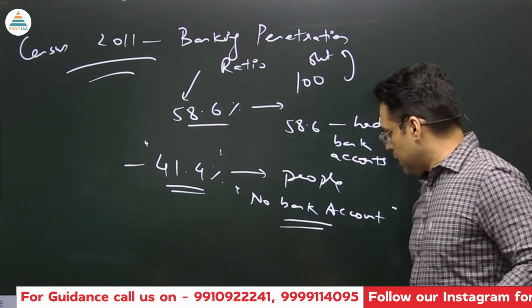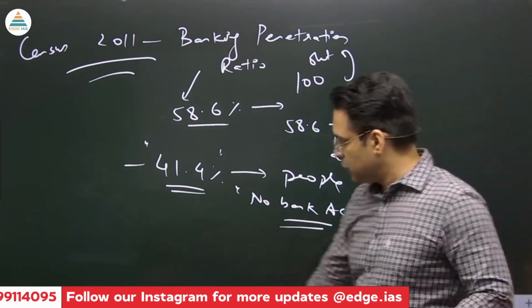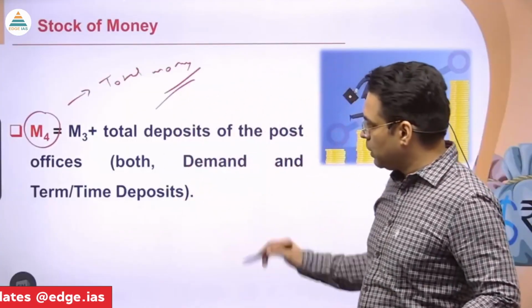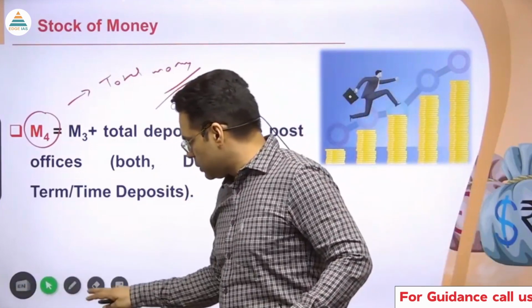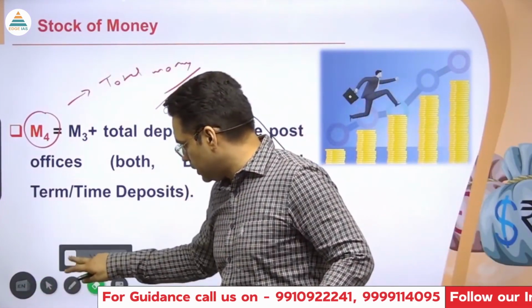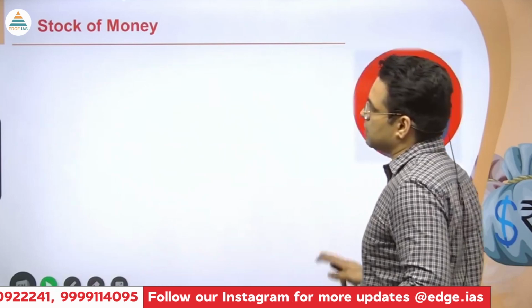Is this clear so far? Chalo. So we have M1, M2, M3 and M4. That covers the money supply. You don't have to remember anything else. So that is the concept of money supply.